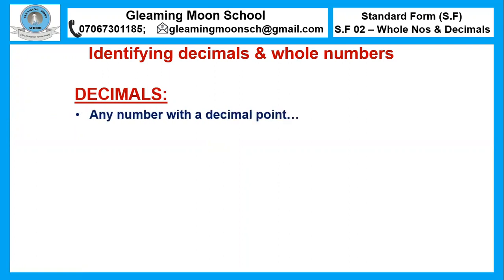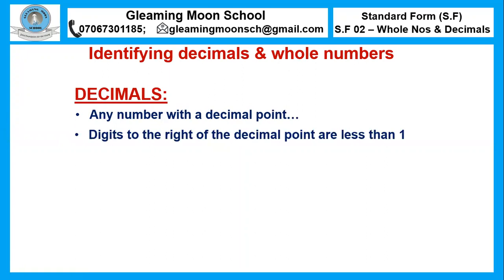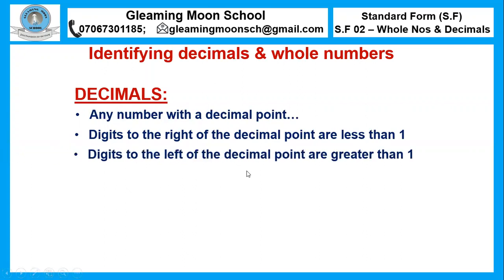Number 1, any number that has a decimal point is a decimal number. Number 2, on a decimal number, the digits to the right-hand side of the decimal point are less than 1. Remember the 2.4 that we have? That 0.4 is on the right-hand side of the decimal point, and you know that is less than 1. It is not up to 1 whole sweet. And the third one, the digits to the left of the decimal point are greater than or equal to 1, just like the 2 that we have in our 2.4. So let's have an example.